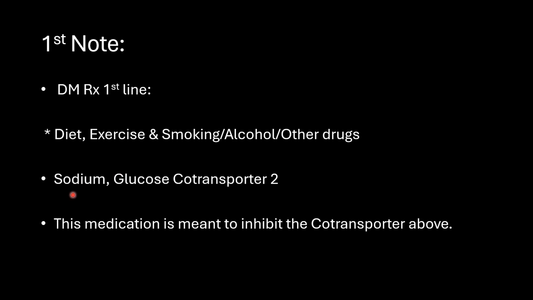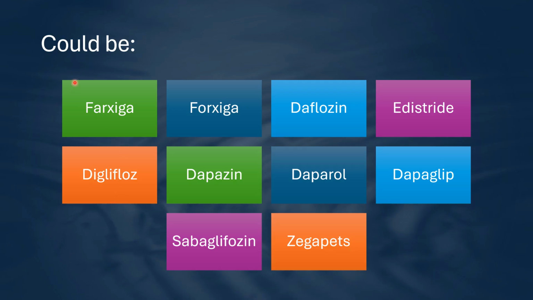You will know more about sodium glucose cotransporter 2 in a bit, and this medication is specifically manufactured to prevent the action of this cotransporter. Why that? You'll know in a bit. It could be under a different brand name, like we're familiar with Farxiga in America, Forxiga in Canada. Other countries could adopt different brand names. You can go through.